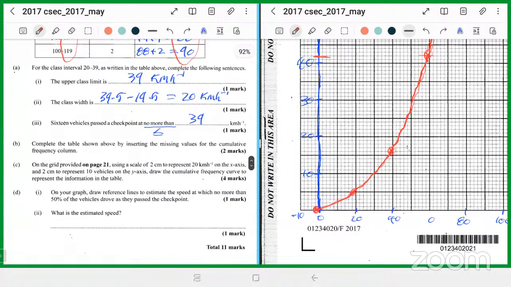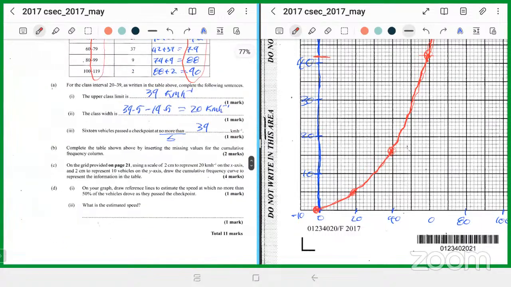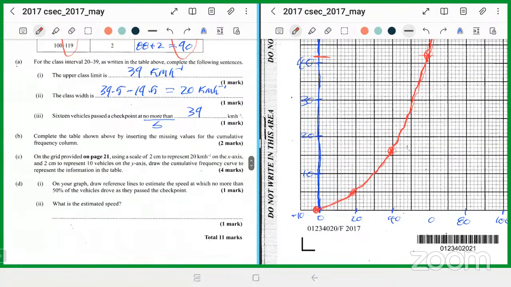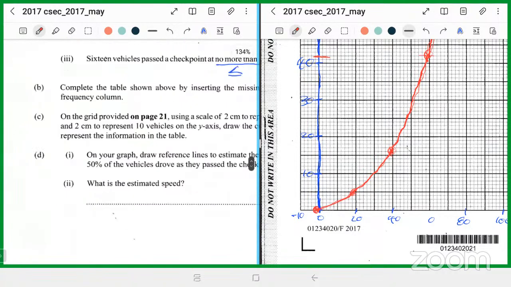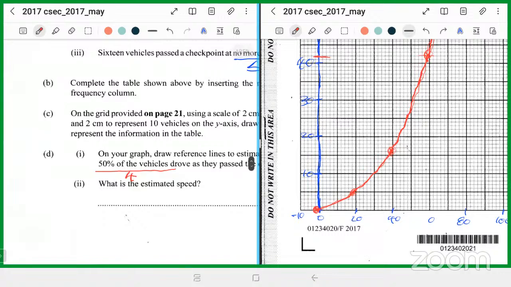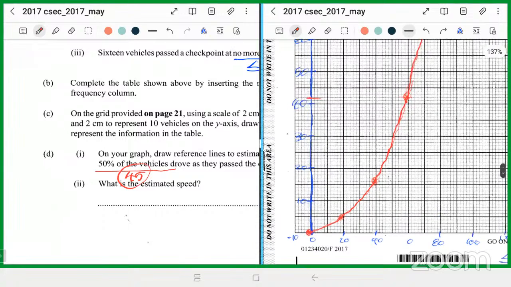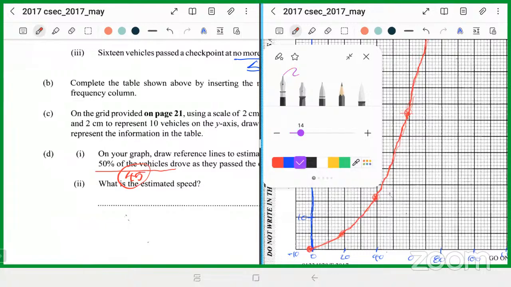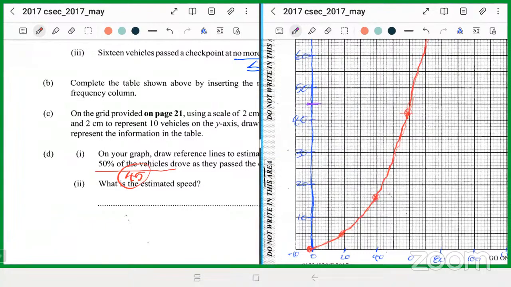It says, on your graph, draw reference lines to estimate the speed at which no more than 50% of the vehicles drove past the checkpoint. Now, 50% of the vehicles means 45 vehicles. So you come up on the graph and find 45. Let's do that part in purple. 50% of the vehicles is 45. It's almost like they're asking to find the median. That's 45.